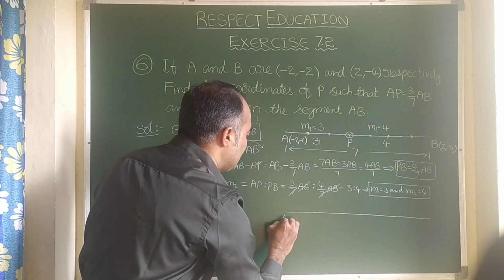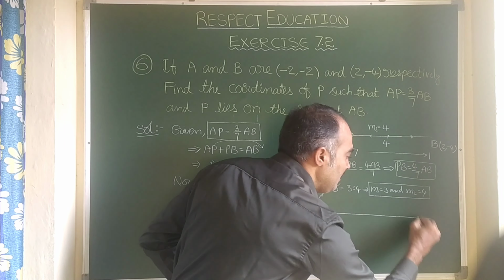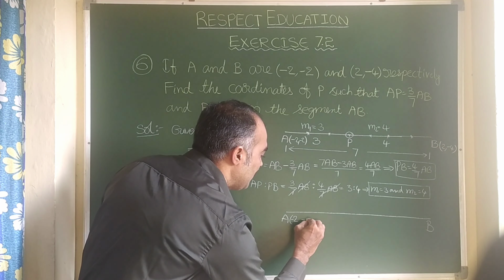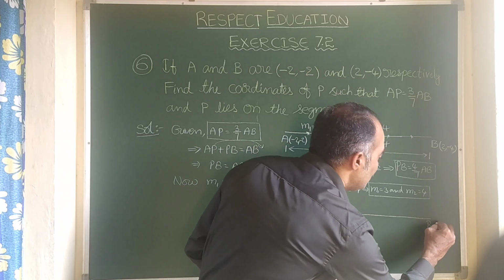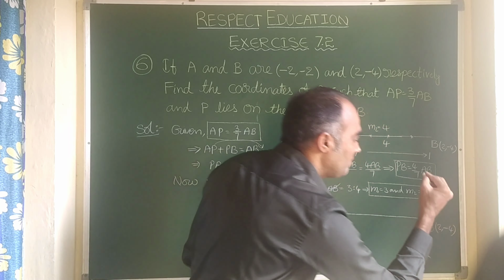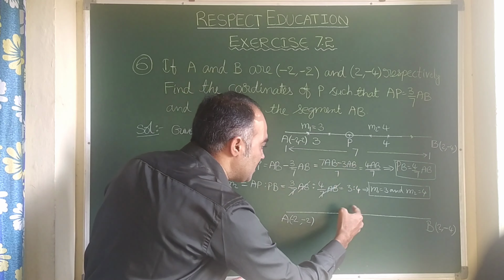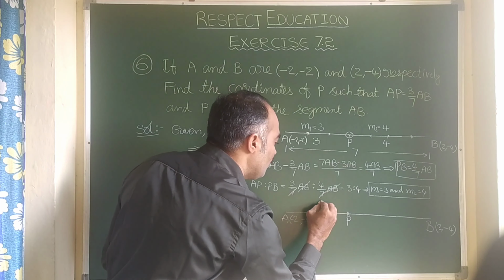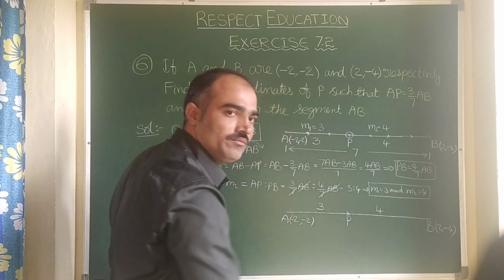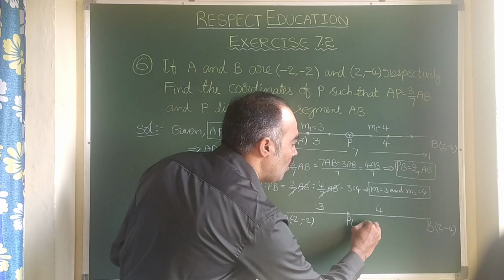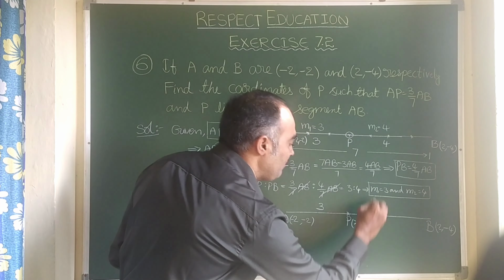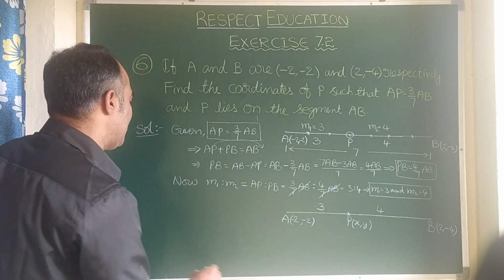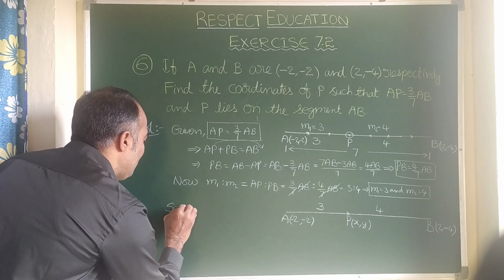Yes. See here, this is A, this is B, right? Here A is given as minus 2 comma minus 2. Here B is given as 2 comma minus 4. And here let us drop the position P. Here P divides AB in the ratio 3:4. So here is 3, here is 4. Now our duty is to find the coordinates of P, let us take x comma y, that is to be found now. So for this, which formula is applicable? Section formula is applicable.